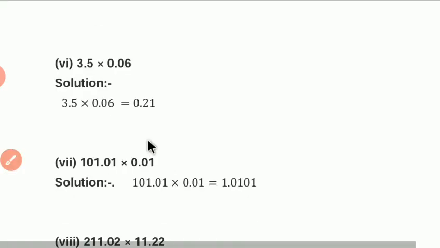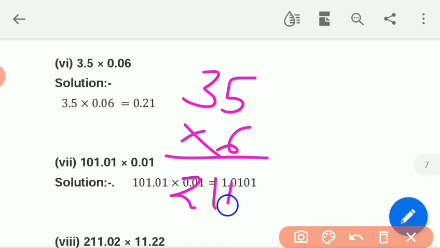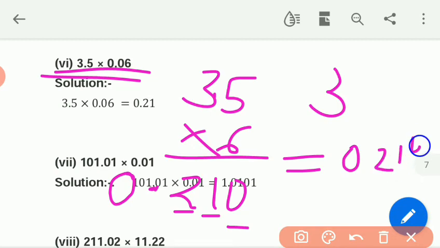Sixth one, 3.5 into 0.06. Same here, after the decimal in 3.5 there is 1 digit, and in 0.06 after the decimal 2 digits are given. It means first we'll multiply 35 into 6. So if you multiply 35 into 6, we'll get the answer as 210. Now in 3.5 and 0.06, it means 3 digits are given after the decimal point. So we will count 1, 2, 3, then we'll put the decimal here. So the answer we can write as 0.210, or 0.21 also.